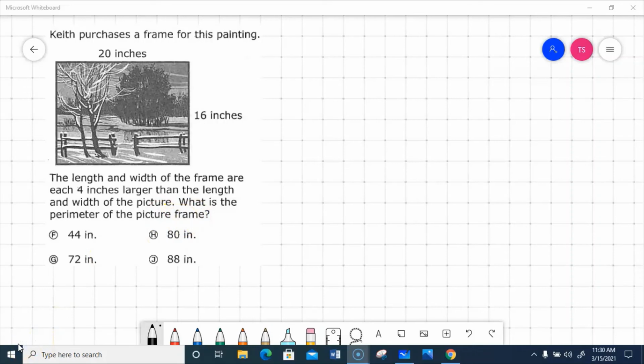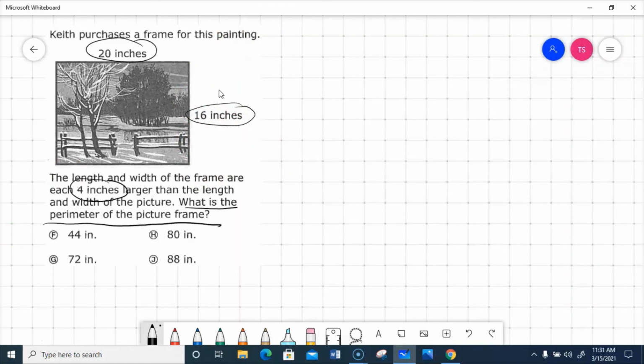Well, we got some information here. It looks important to us. Looks like we got the width of the painting is 20 inches and the length of it is 16 inches, and the frame is going to be 4 inches larger than the length and width. And what we're trying to figure out is what is the perimeter of the picture frame. So by the end of this, we need to be able to answer what the perimeter of the picture frame is. So I guess the first thing we probably need to do is figure out what is the length of the frame going to be.